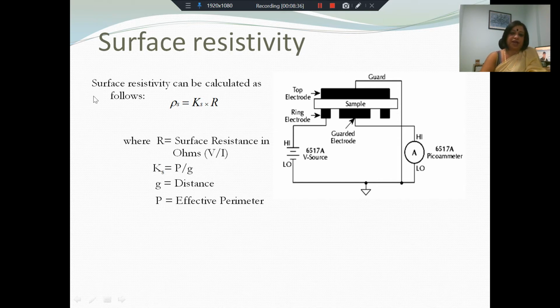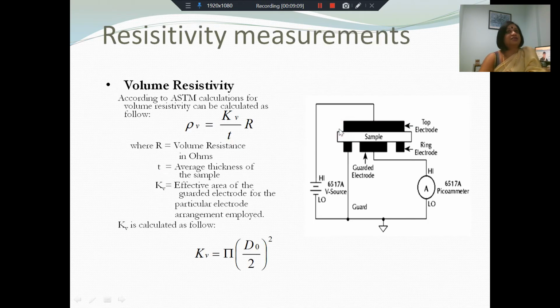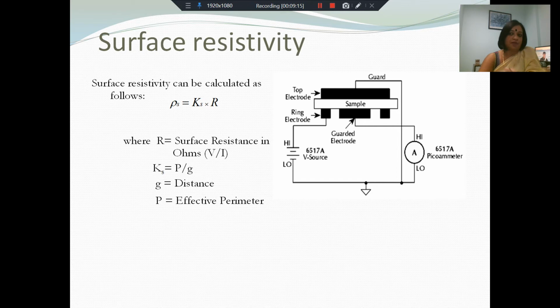Surface resistivity therefore can be calculated as rho_s = Ks × R. R is the surface resistance in ohms, which is of course the voltage to current ratio. Ks is a factor which is dependent on the configuration. G is the distance between the two, and P is the effective parameter, the size of the electrode. So using this configuration, the surface resistivity can be measured from the current voltage ratio that is measured by the picoammeter and the known voltage difference between the two. So this is how we measure the surface resistivity with a 3-electrode system.